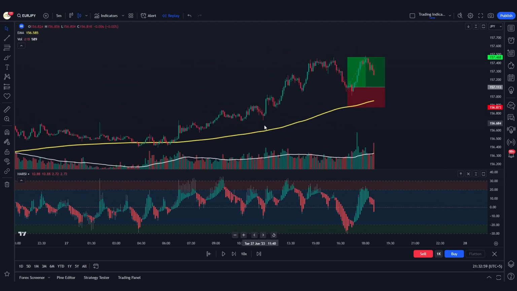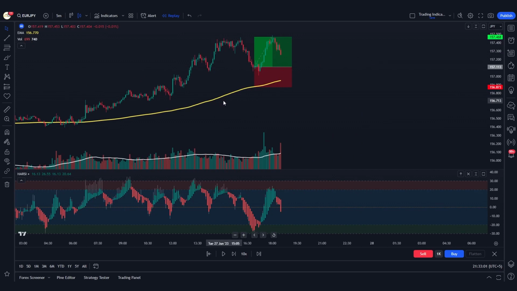That would allow you to take a lot of trades and also not blow up your trading account in a single trade. So I hope you are able to understand how this amazing scalping trading strategy works.